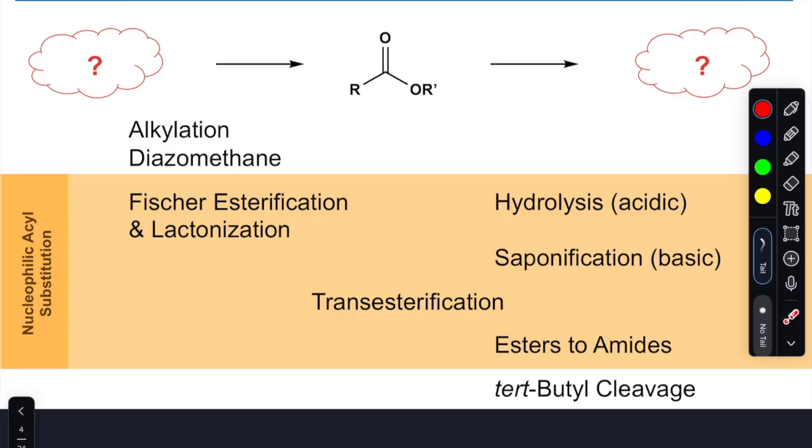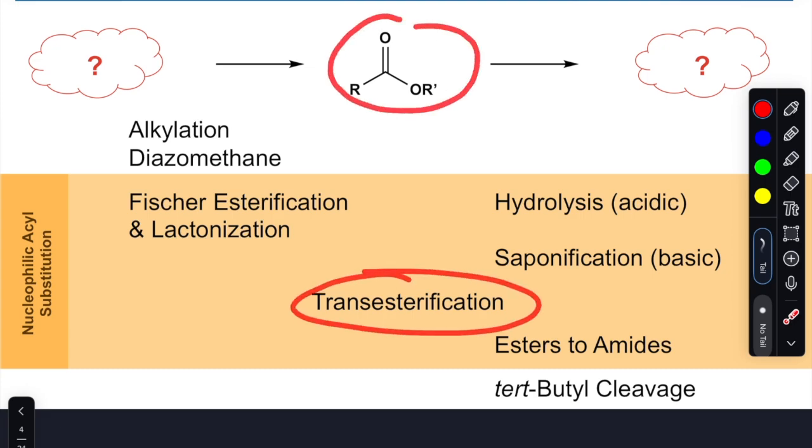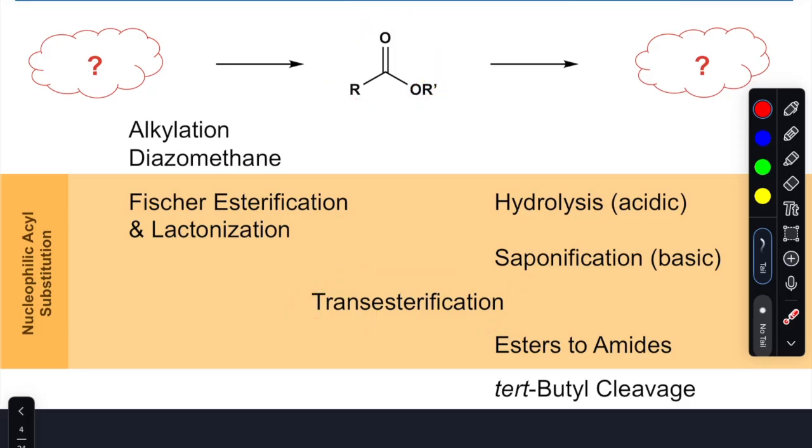On the other side, once we form these, we can hydrolyze them under acidic conditions. We can saponify them, or break them down, under basic conditions. So this is how we transform away from those. Transesterifications are sort of reformatting, where we're changing one OR group for a different OR group. That's why it's called transesterification. And then finally, esters to amides, where we're substituting this group for our NR part into a more stable amide product.